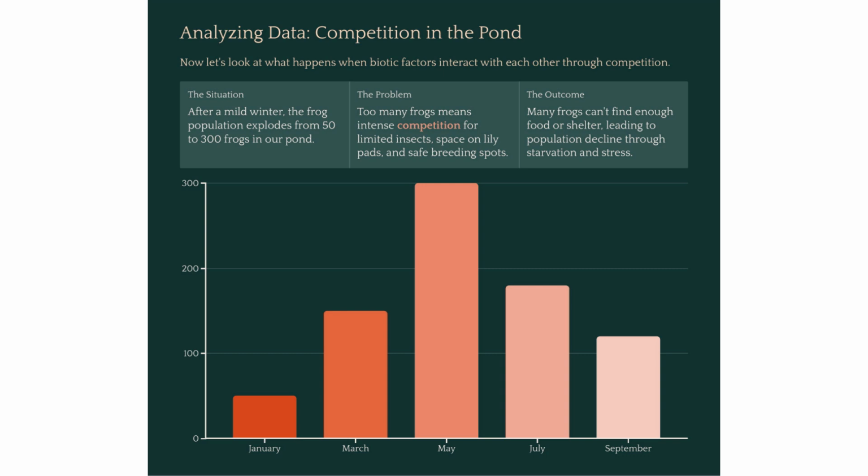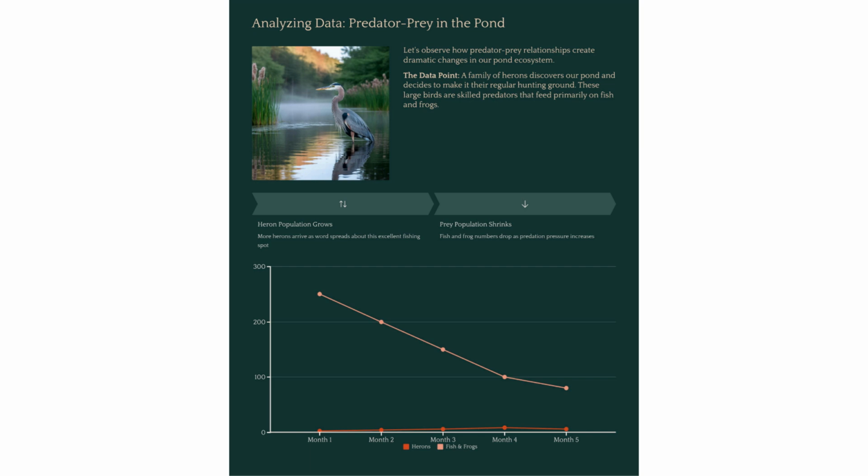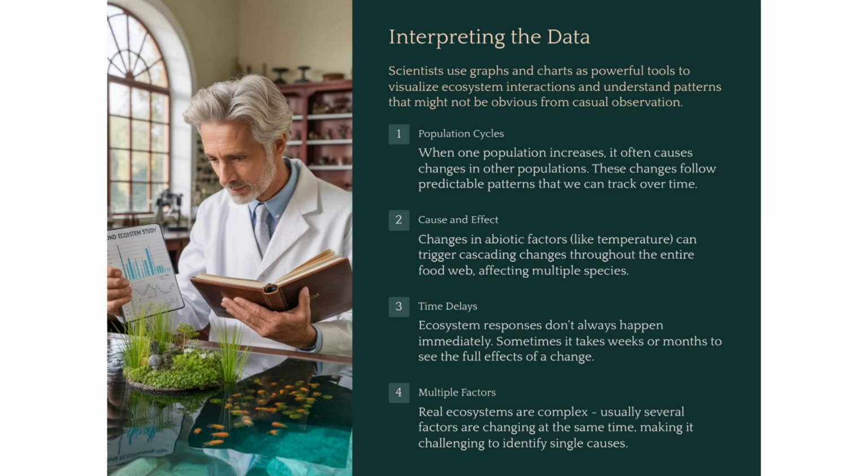food runs out. Let's say a new group of herons, a type of bird that eats fish and frogs, moves to the pond. Our data would likely show that as the heron population rises, the populations of fish and frogs start to fall. This is the classic predator-prey relationship in action. The heron population is thriving because of a new food source, but the fish and frog populations are shrinking because they are the prey. The key to understanding ecosystems is interpreting the data we collect.